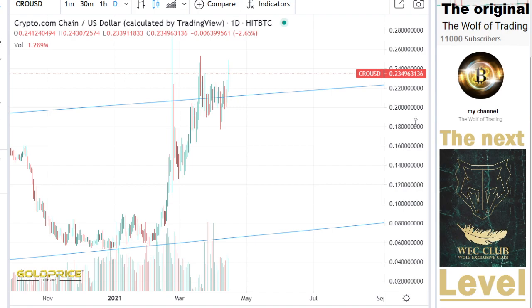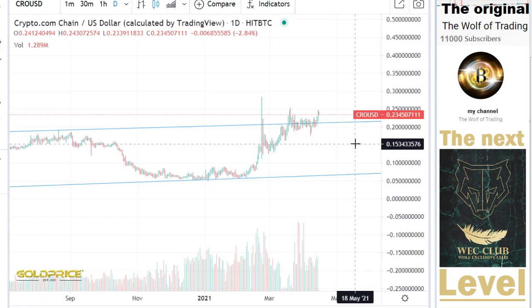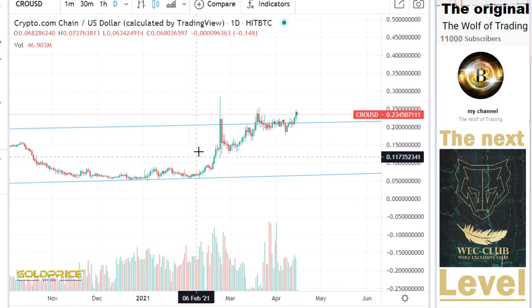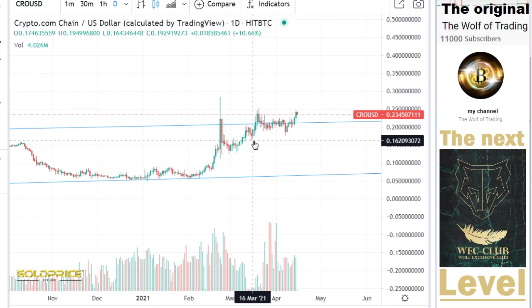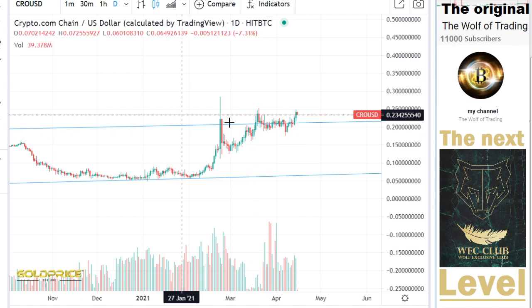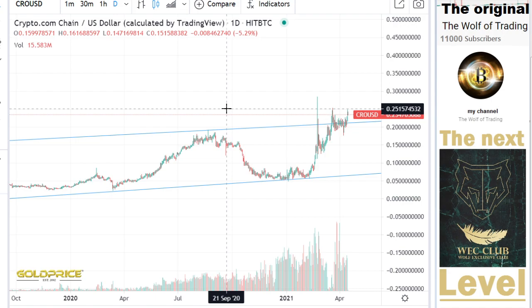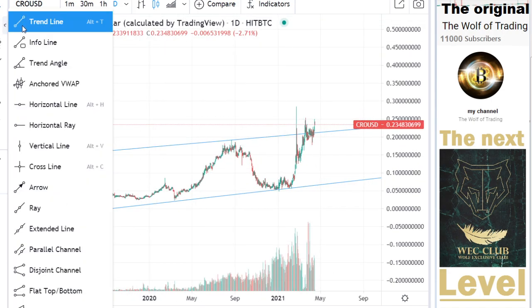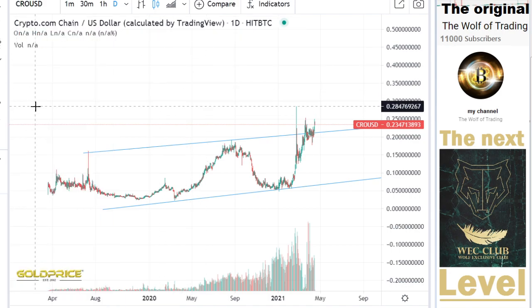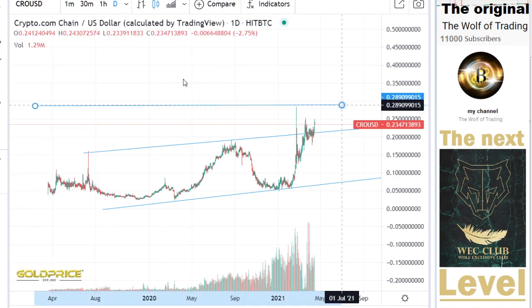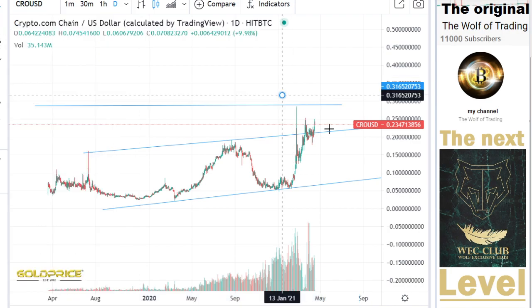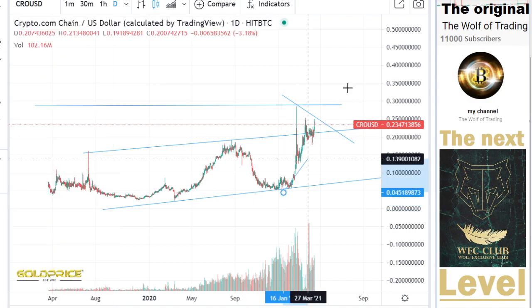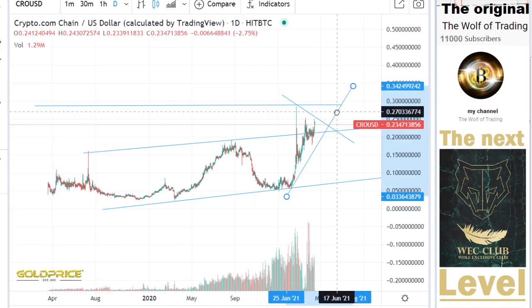And look at this formation here. Look at that. If you look here, we finish some formations here, and you also notice that we have some resistance lines. One is this here, we have this here, and we have this triangle here.